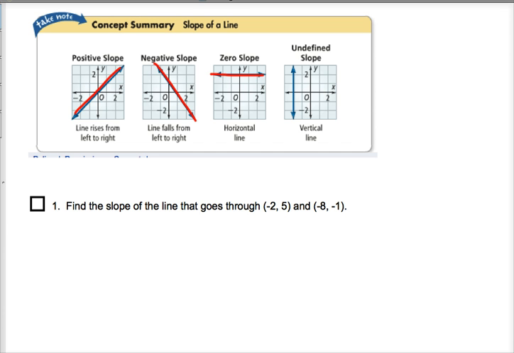And then this is that vertical line here. I definitely would not want to walk on that line. That wouldn't end well. Vertical line has an undefined slope. And we'll show you how you see that mathematically in a little bit here. So, a couple examples. How do you find the slope of a line?